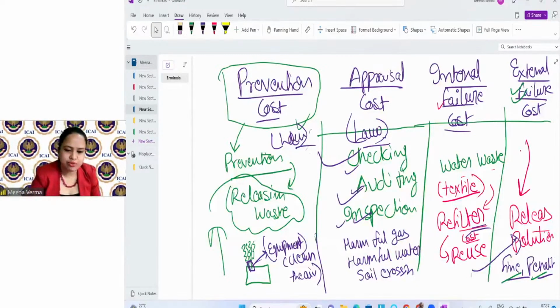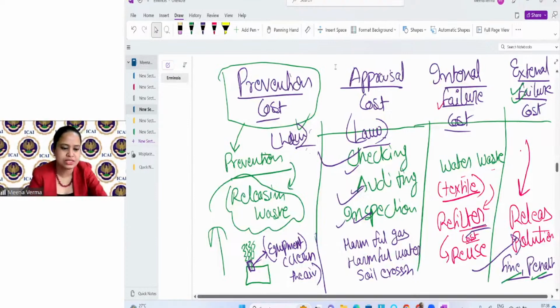How do we measure the environmental costs? Give me 1 minute, I'll explain how we will measure all these costs. First, try to understand what the environmental costs are. Then we will see how we measure them. We have the method to measure the environmental costs, but before that, first try to understand what these environmental costs are, right?